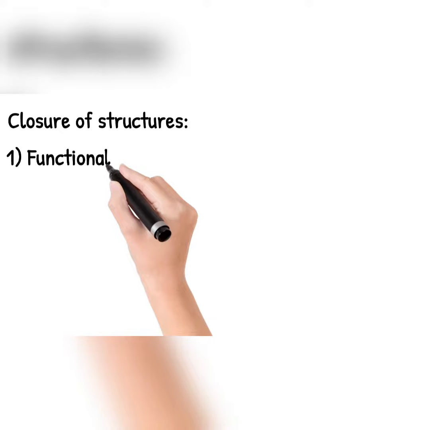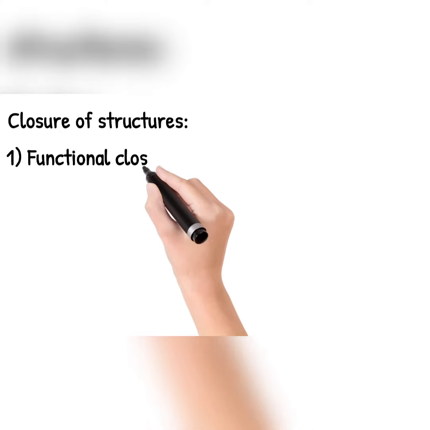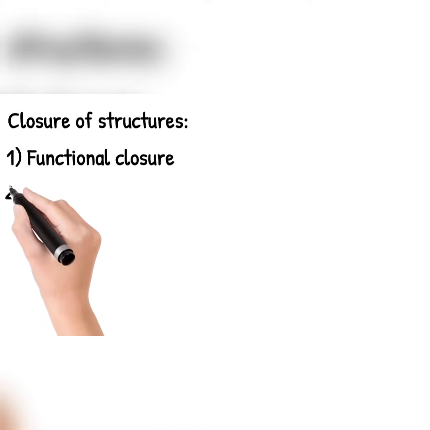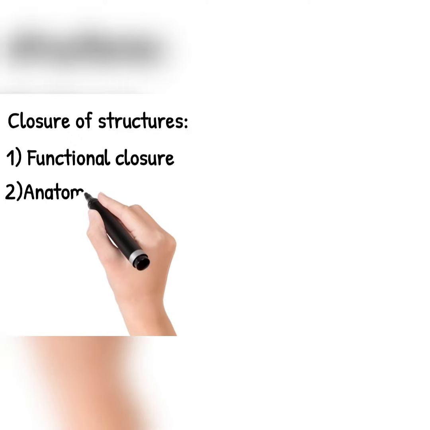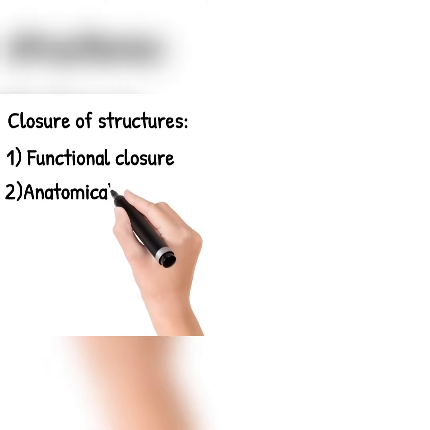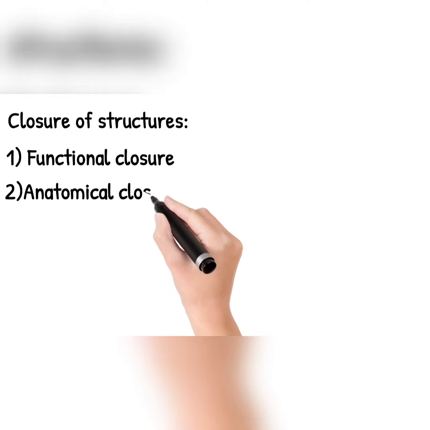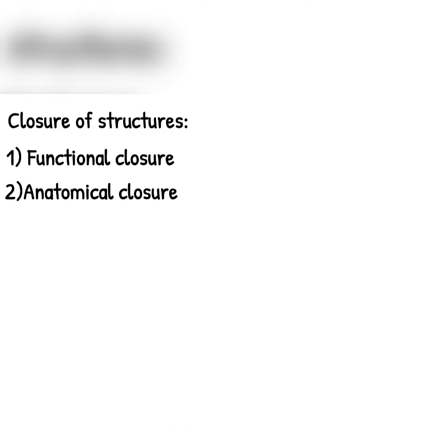In functional closure, umbilical vessels close first, and then the ductus venosus, foramen ovale, and ductus arteriosus. In anatomical closure, umbilical vessels close first, then the ductus venosus, ductus arteriosus, and lastly the foramen ovale.